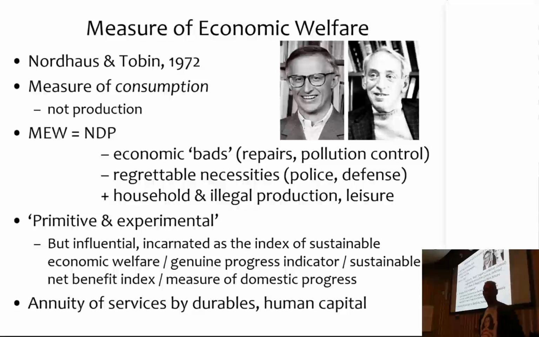They also subtracted what they considered regrettable necessities. So that is the police force and the military, which do not really contribute to welfare. These are defensive expenditures. They added household production. They added illegal production, and they added leisure to it. That was the theory. They themselves considered this to be primitive and experimental, but it actually has quite a history of people essentially redoing this, but calling it differently. So this comes under the name of sustainable economic welfare, genuine progress, sustainable net benefit, domestic progress, and so on and so forth.